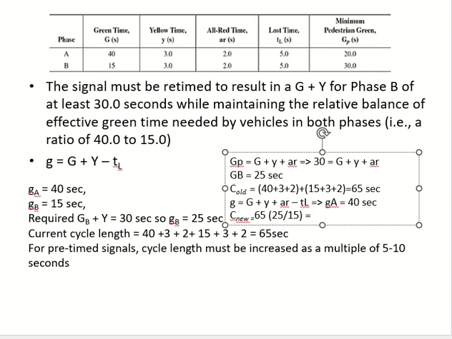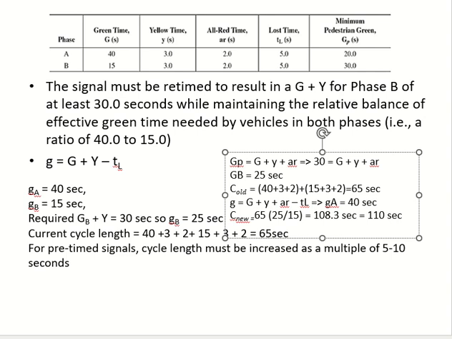So cycle length will increase by the same amount as you are increasing the timing of B. The total time will increase by the same proportion. So how much is the new cycle length? 108 point something 3. Okay, and we round off the cycle length to the nearest 5 or 10 seconds. In this case, it will be 110 seconds.